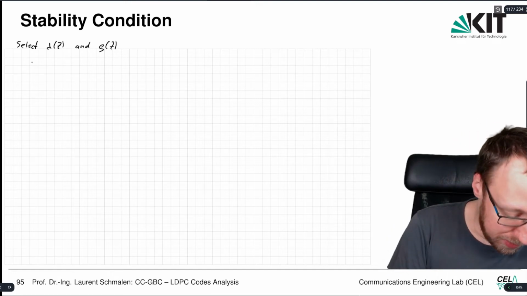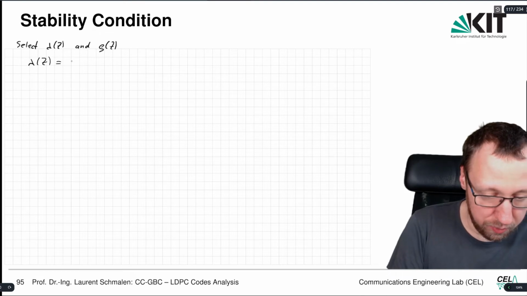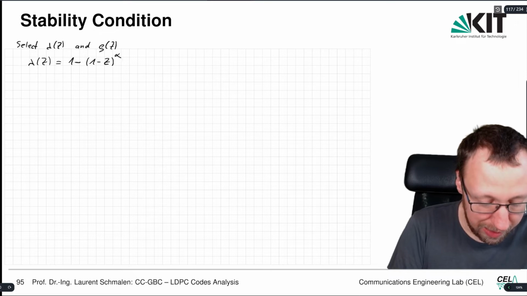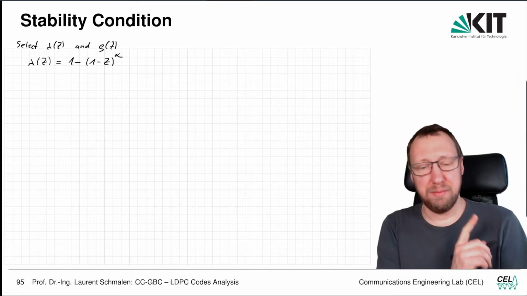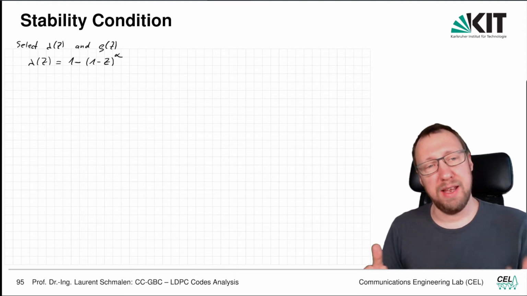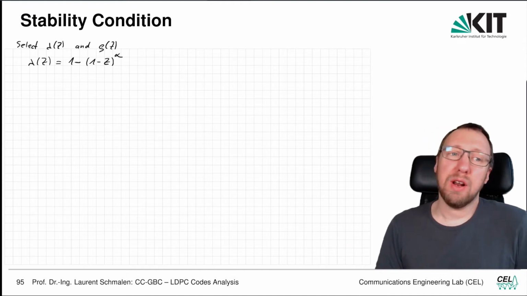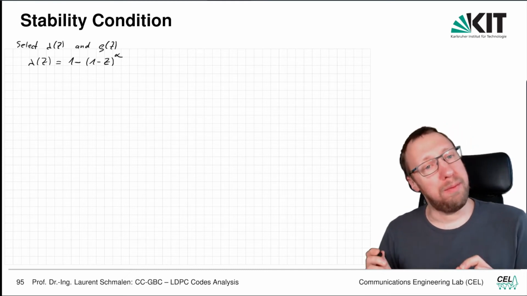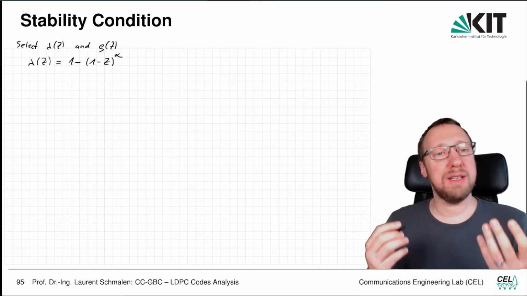So for instance, I could start with some lambda of z equals 1 minus z to the power alpha. You would say, okay, come on, this is not a polynomial. So how can I choose this? This is something that doesn't look like a lambda of z that I should have. Well, I can use the binomial theorem to transform this into a sum such that it looks like what I need to have.